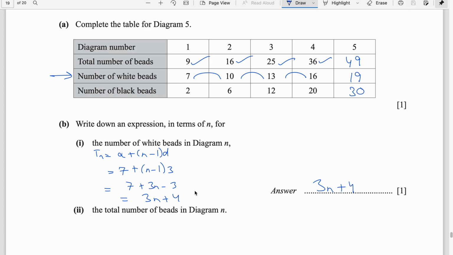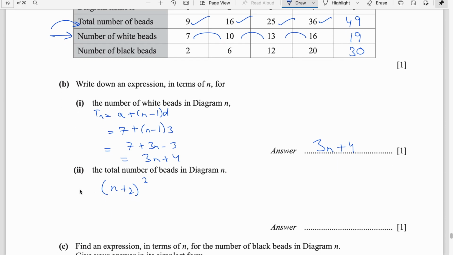Sequence for the total number of beads. When we look at this total number, as we discussed, this is 3, 4, 5, 6 squared. So when we put 1 here to make it 3, it has to be 1 plus 2 whole squared. Always check if it shows the right value. If I put 2, 2 plus 2 is 4. So I'm getting correct values for two of them. This is going to be my answer.